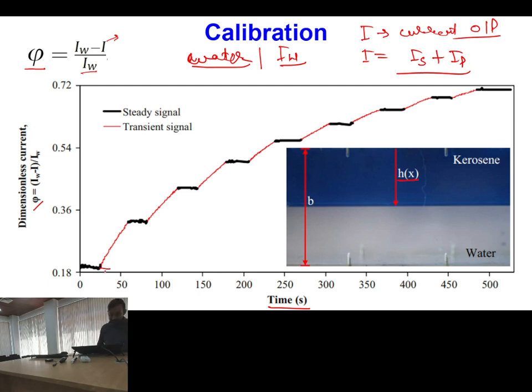Initially this is maintained at h by d of 0.1. So only 10% of the container is filled with kerosene and the rest is filled with water. Then at the same value you continuously acquire the signal. After that, the depth of kerosene is increased from h by d equal to 0.1 to 0.2. And how is it increased?